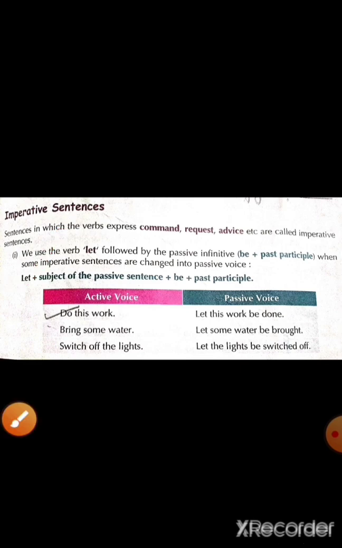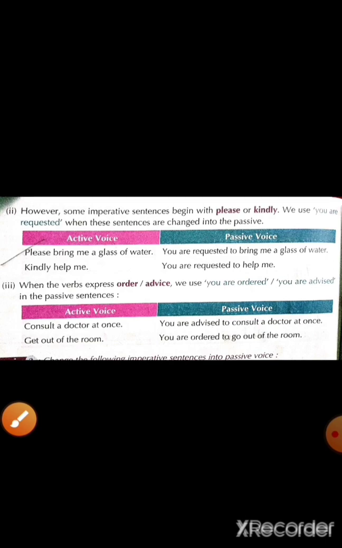Now we are moving on to a different type of sentence. Some imperative sentences begin with please or kindly. We use you are requested to when these sentences are changed into passive. So if a sentence contains words like please, kindly, by looking at these words you will know that someone is requesting someone, right? So in this case, you will use you are requested to.